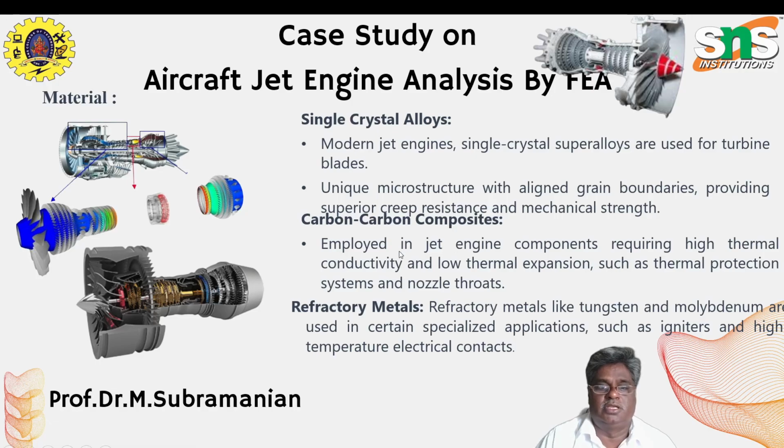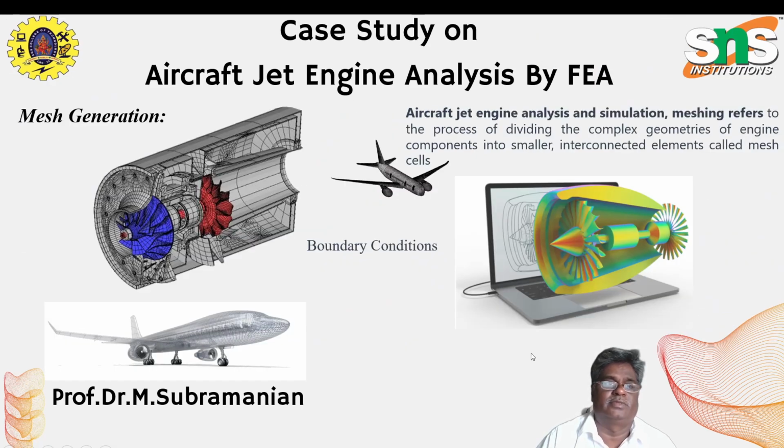Carbon composites are employed in jet engine components requiring high thermal conductivity and low thermal expansion, such as the thermal protection system and nozzle threads. Refractory metals like tungsten and molybdenum are used in certain specialized applications such as igniters and high temperature electrical conduct.